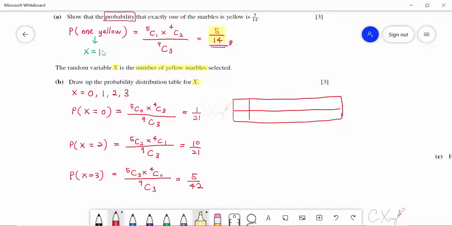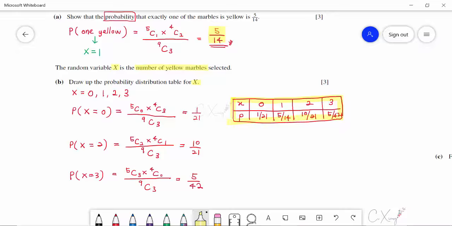So you have x and then the probability. X can be equal to 0, 1, 2, and also 3. For x equals 0, the probability is 1 over 21. For x equals 1 it is 5 over 14. Then x equals 2 is 10 over 21. And x equals 3 is 5 over 42. So this is the complete answer for part B.